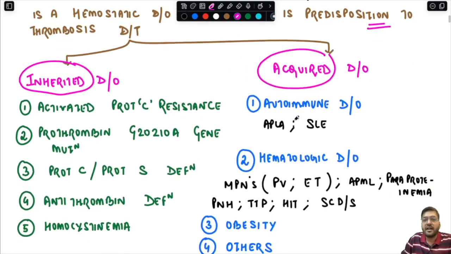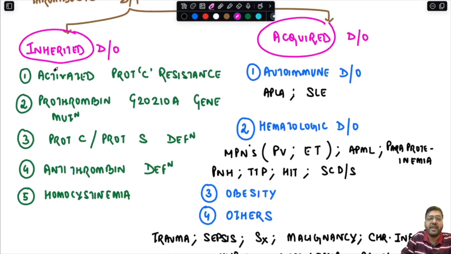So, under the inherited thrombophilias, we have activated protein C resistance, okay, and the most common cause of activated protein C resistance is factor 5 Leiden mutation. But remember, it is not the only cause and it cannot be used synonymously with activated protein C resistance. There are many causes of activated protein C resistance, but the most common cause is factor 5 Leiden mutation, okay.